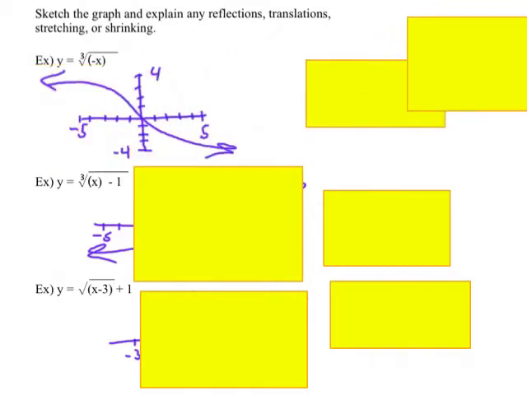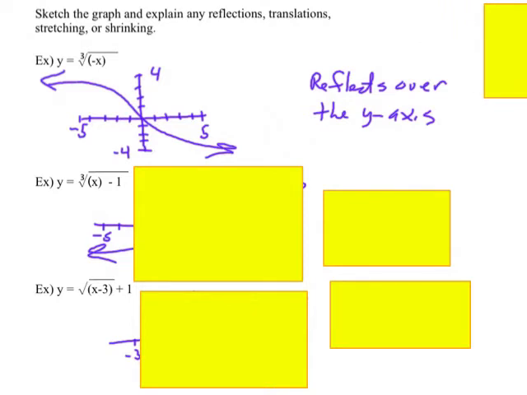So let's remove this, and you're going to see it's a cube root function. Normally that cube root function would look something like this, but because of the negative x, it reflects it over the y-axis. So what has happened to it? Well, it reflected it over the y-axis.